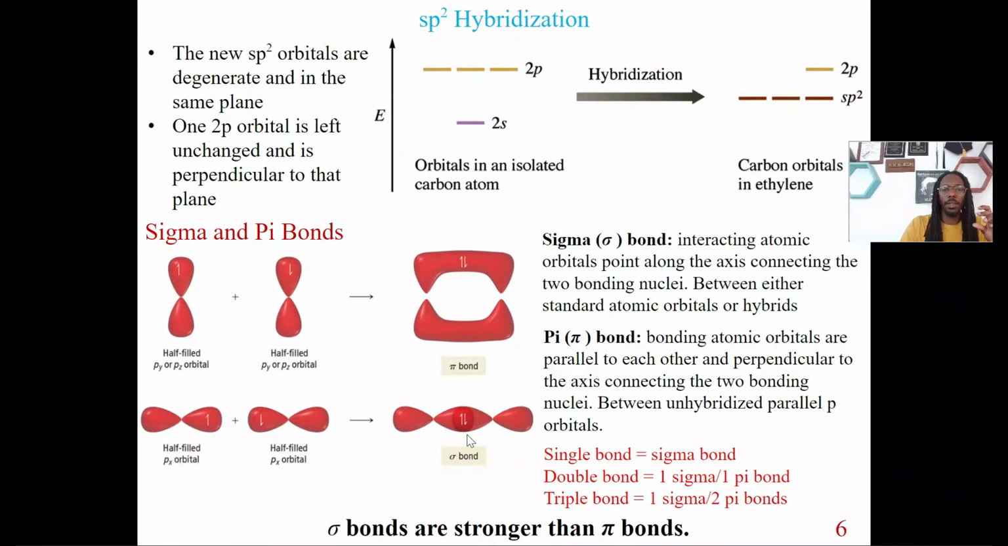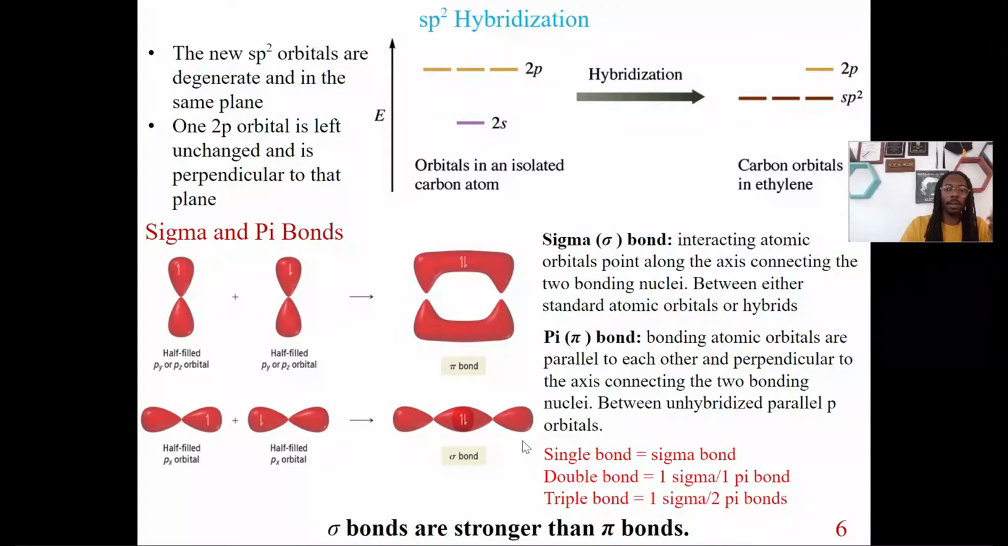Now, the other bond is what we call pi bonds. Pi bonds are once again half full, but when they come together, it's a little bit different. In this case, they're going to be parallel to each other, and they're actually going to be perpendicular to their axis. This is our pi bond. Our pi bonds are only going to happen when we have an unhybridized p orbital. So essentially, here's a little shortcut, everybody. A single bond is going to give you a sigma bond. If you have a double bond, that means you're going to have a sigma bond and one pi bond.